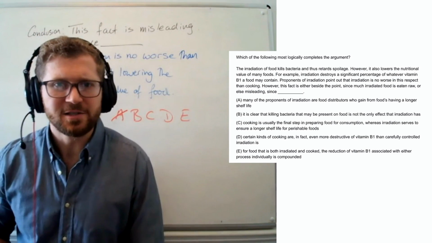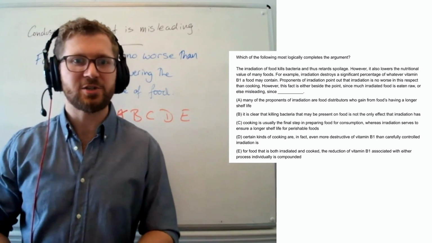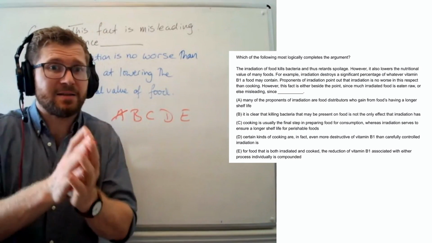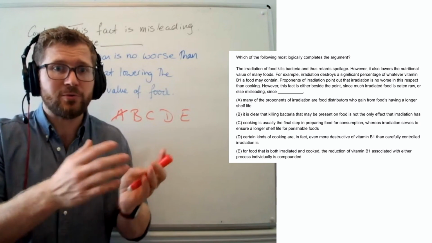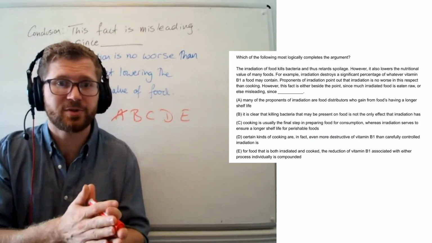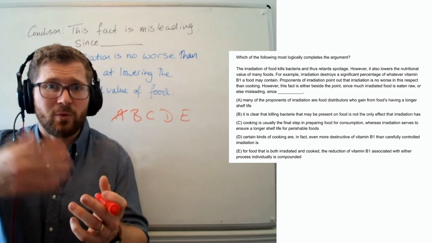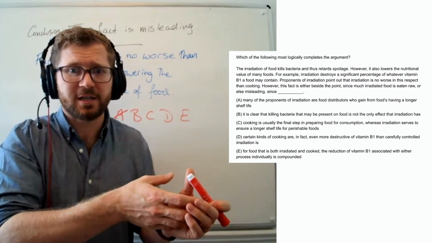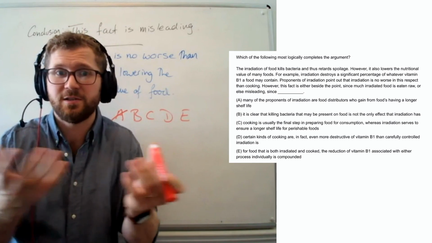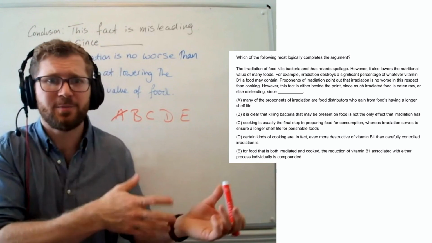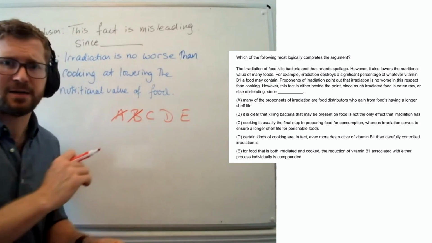B tells us that it is clear that killing bacteria that may be present on food is not the only effect that irradiation has. Again, this is nice to know, but this question is about the reduction in nutritional value when you either irradiate or cook some food, and why it's misleading to say that irradiation is no worse than cooking. The fact that irradiation might have other effects is nice to know, but doesn't help us say why this fact is misleading. And so for a similar reason to A, let's cross B out.